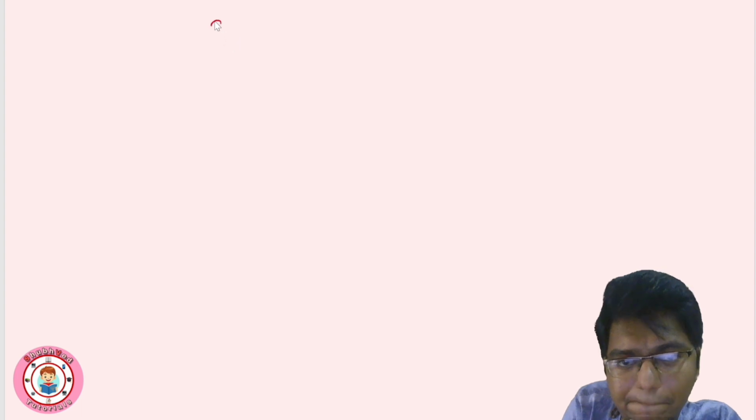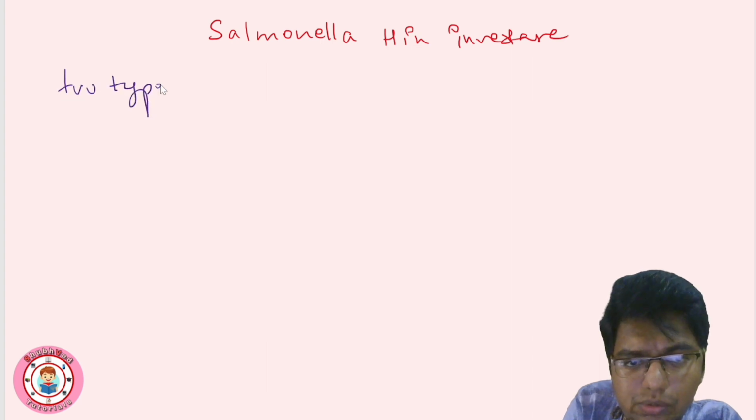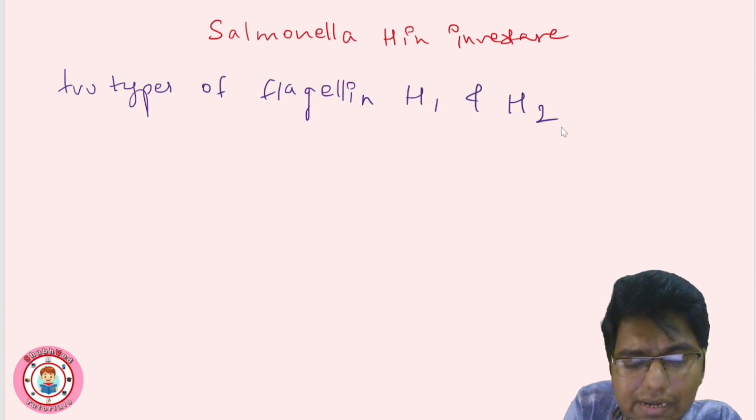In Salmonella, Hin invertase produces two types of flagellin. Flagellin is a protein present in the flagella, which gives rise to the flagella. So two alternative types of flagella are produced, H1 and H2.